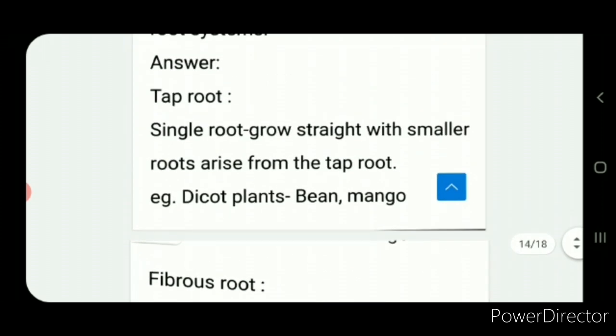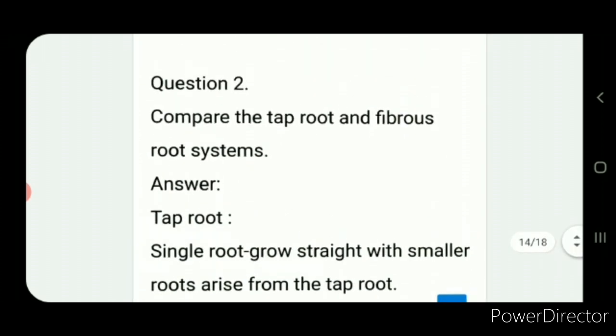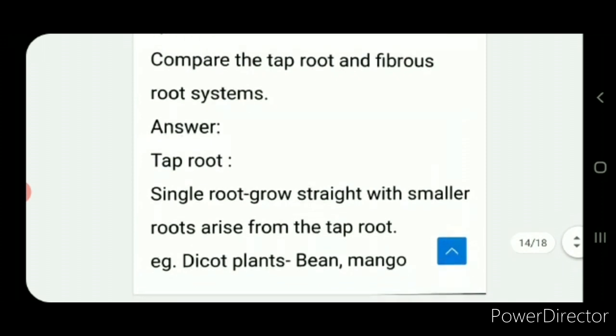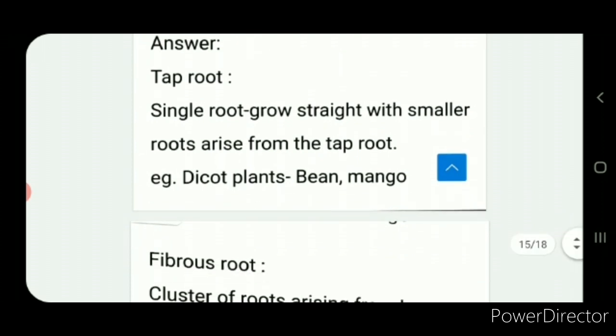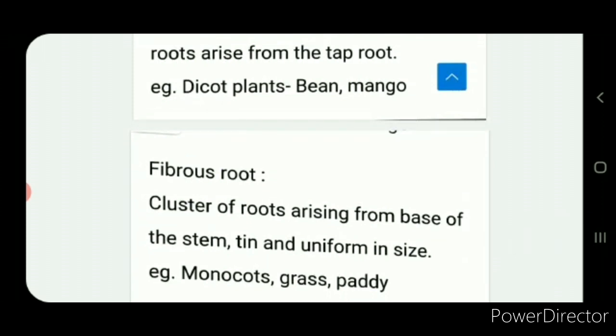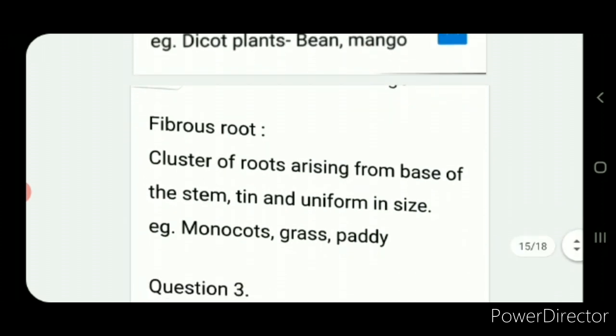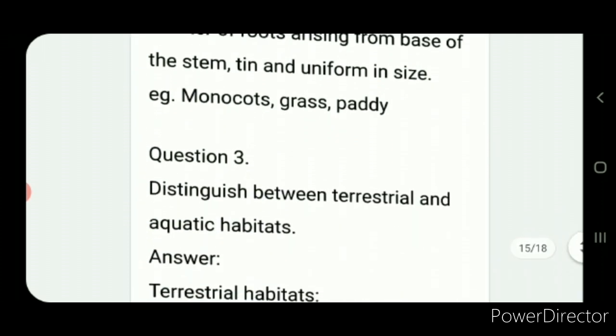Children, I have told you, you have to put this in a tabulation form so that it will be easy for you to memorize. You have to write: single root grows straight with smaller roots that arise from the taproot. Example, mango. Thin and uniform in size. Example, monocots, that is grass and paddy. Next, shall we move on?